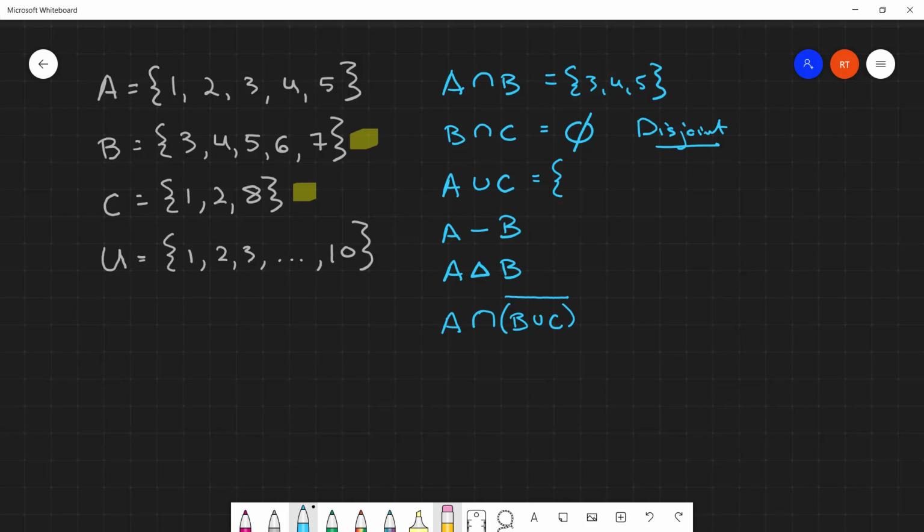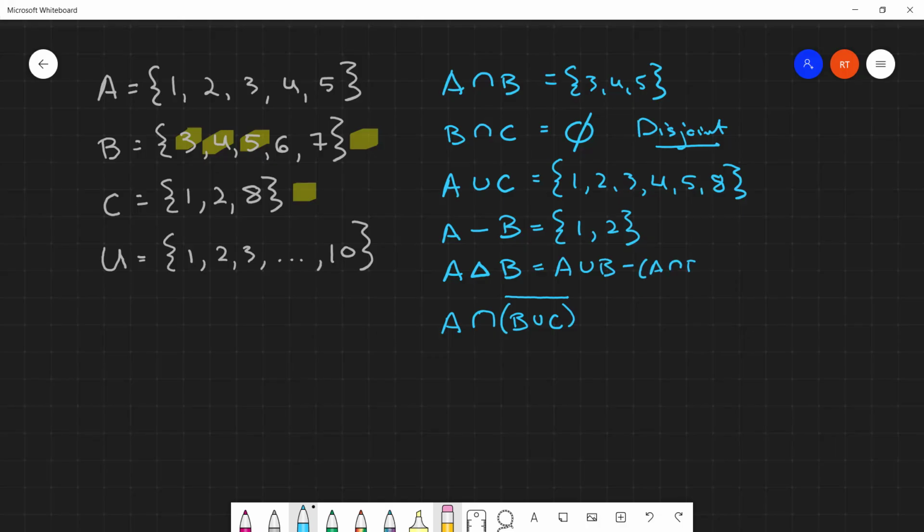A union C is the set of elements in either A or C or both, so that's 1, 2, 3, 4, 5, 8. A set union is a little like merging the two sets and then removing duplicates. A minus B is a set of elements that are in A but not in B. Well, A consists of 1, 2, 3, 4, 5, and 3, 4, 5 are in B. So we throw our 3, 4, 5 out and we are left with 1, 2. So A minus B is like a filtering process where we start with A and filter out any of the things that are in A that are also in B.